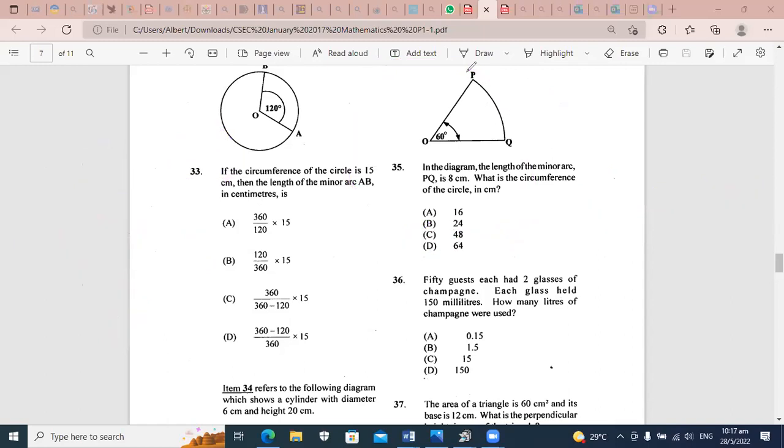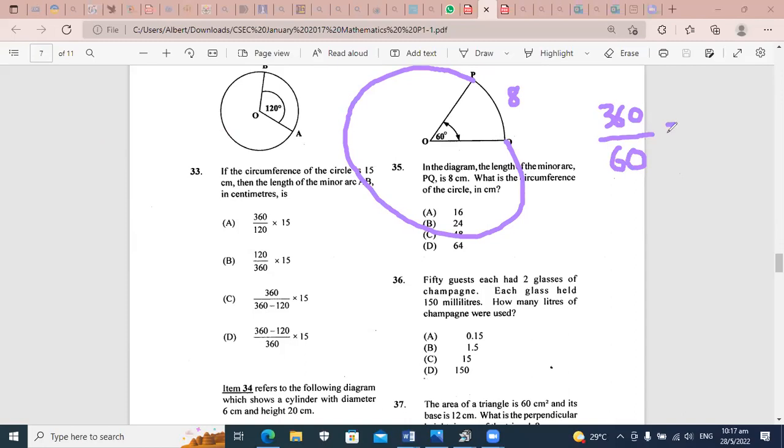So let me show you something now. Remember saying 360 divided by 60 times 8? Look, in a circle is 360, right? And how many groups of 60 can we get out of 360? 6. And if one 60-degree angle is 8, and you have 6 of them, it is 6 times 8, which is 48.